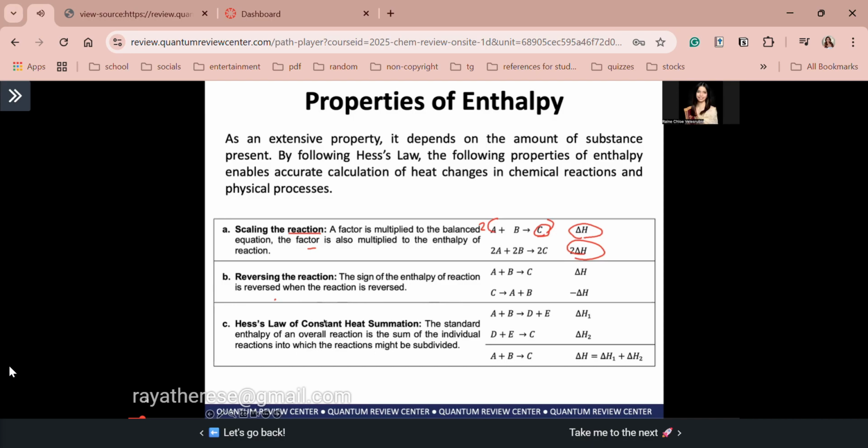Next, for reversing the reaction, the sign of the enthalpy of reaction is reversed when the reaction is reversed. So, for example, in this reaction, if you reverse it, this is the reverse version, then you should also reverse the enthalpy change value by putting a negative sign.